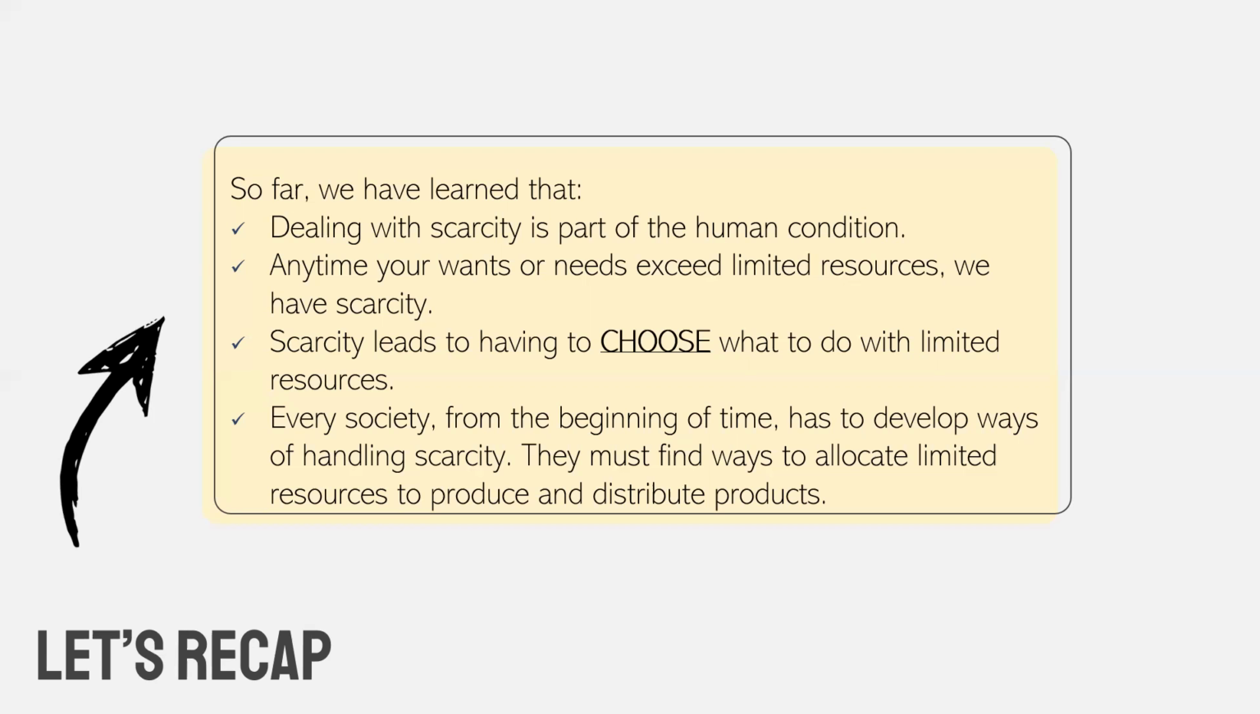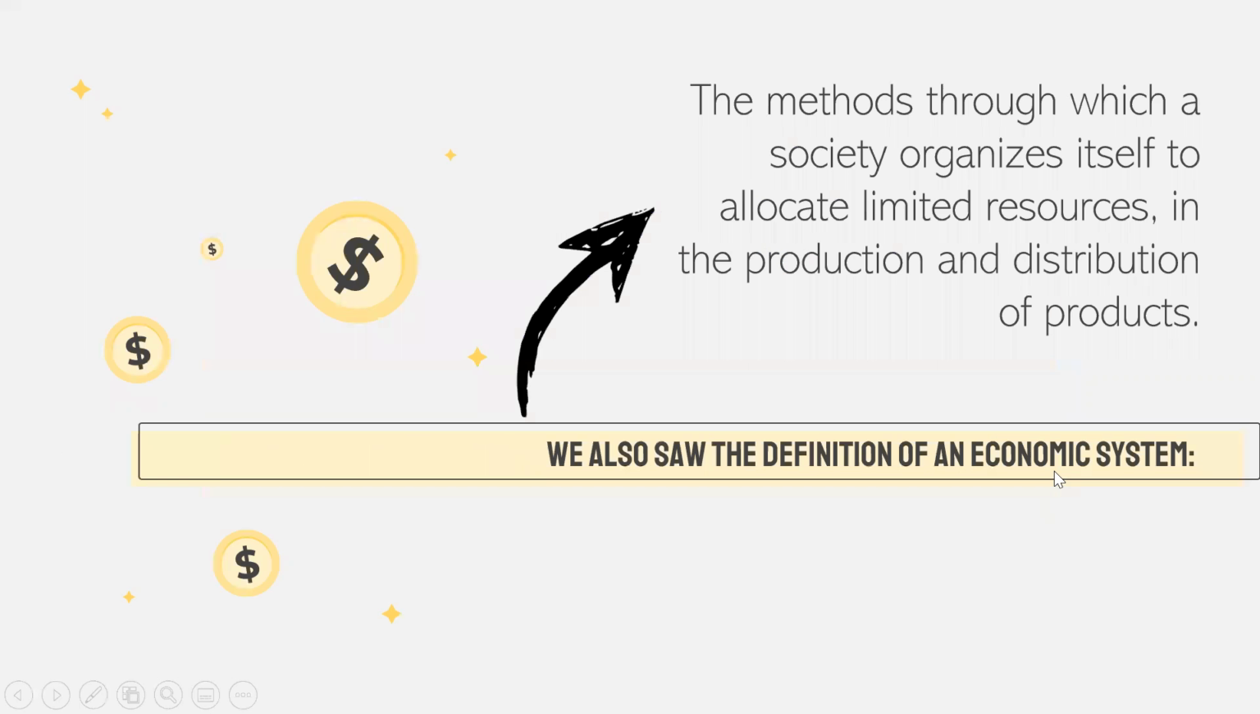They must find ways to allocate, remember, distribute is a synonym for this word, limited resources to produce and distribute products. And that leads us to the definition of an economic system, which, we already saw this slide too in our last theory class, is the methods through which a society organizes itself. So how a society organizes itself to allocate limited resources in the production and distribution of products is called an economic system.